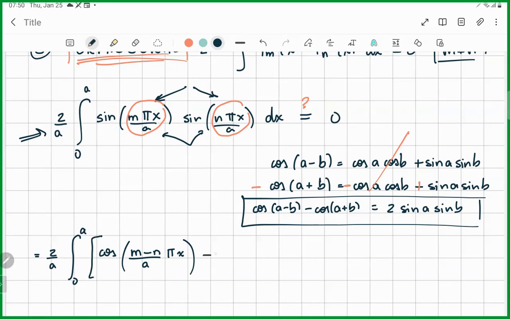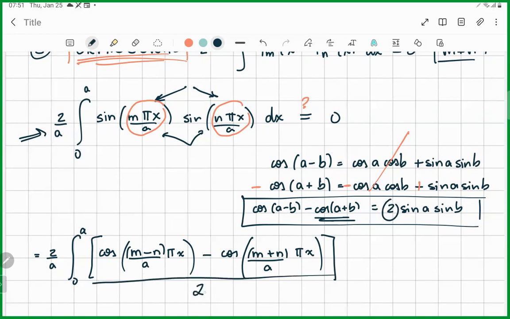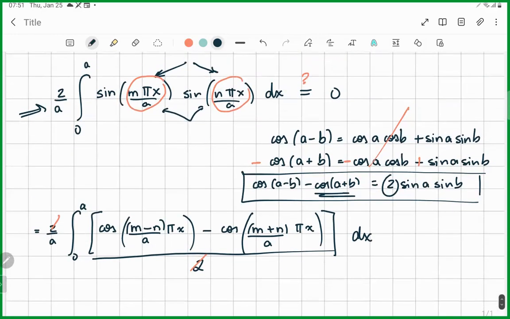Then I'm going to put minus and now the sum of the terms. So it's going to be cosine. Now the sum of the terms inside those sines, what is that? m plus n over a and the pi x, that is in both of them. And don't forget, there is a factor of 2 in this story. So let me divide all this by 2. Well, 2 here and 2 here cancel. So we have now to solve this integral, but this is easy.